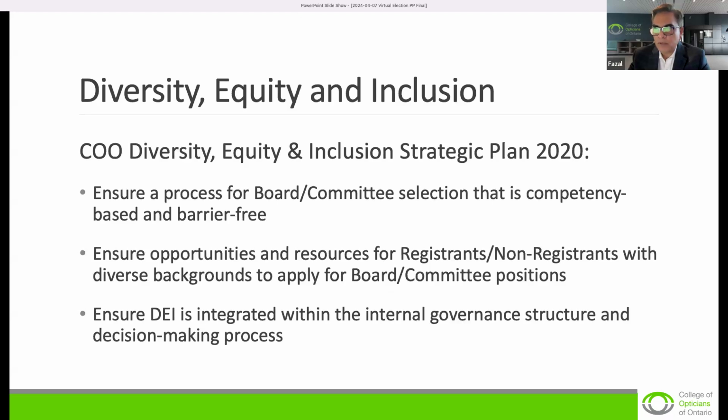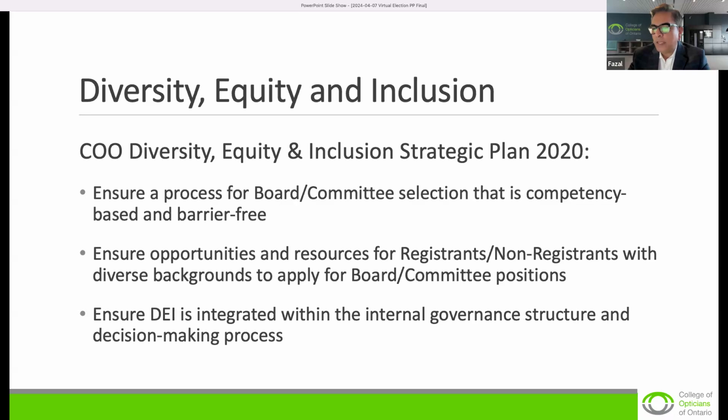So I'll touch base a little bit on diversity, equity, inclusion. It's been a big piece of the college since 2020, where the move has been to ensure that the process to become a board or committee member is competency-based and barrier-free. We're trying to make sure that even language could become a barrier if English is not your first language. So we're really cognizant of how we ask questions and make sure that they're understandable and clear. We're not looking to trip anybody up. We're just trying to suss out that you've got those core competencies.